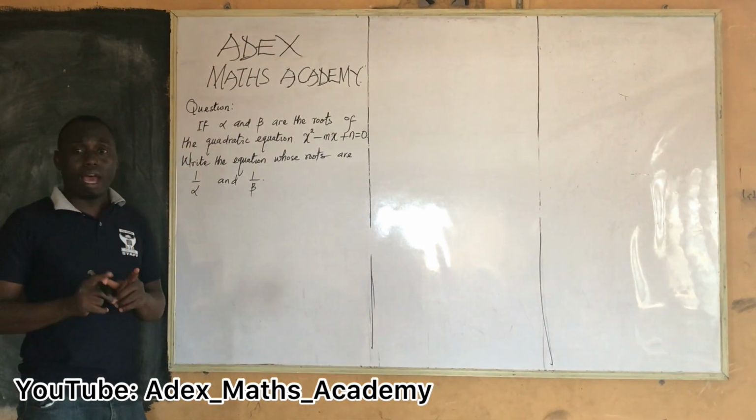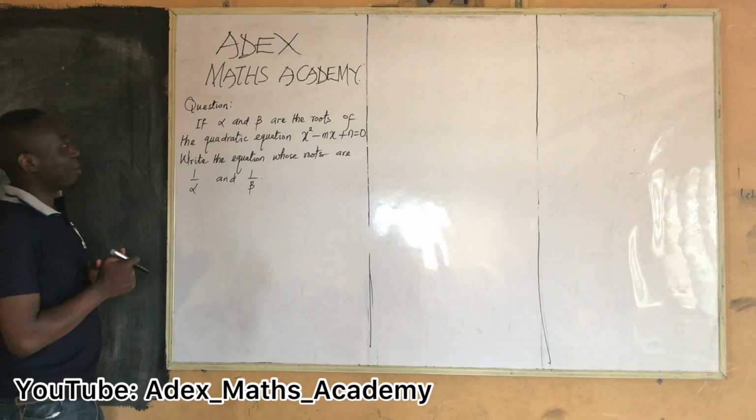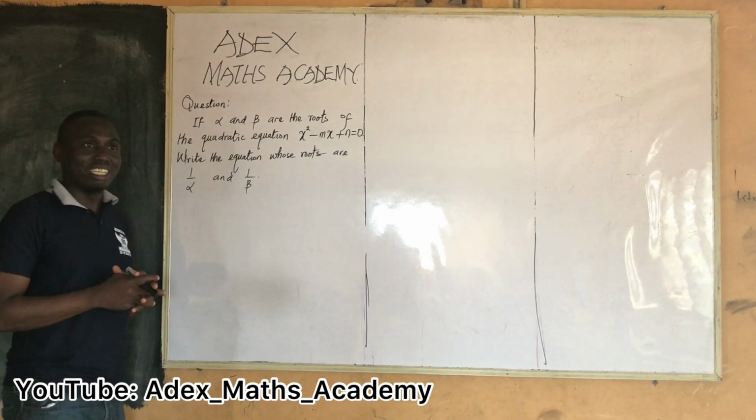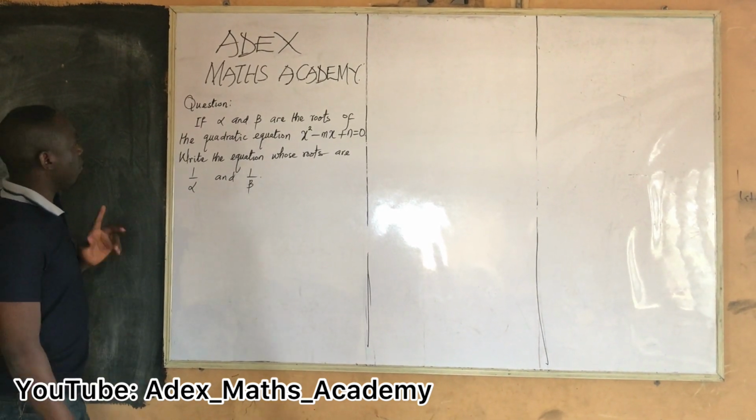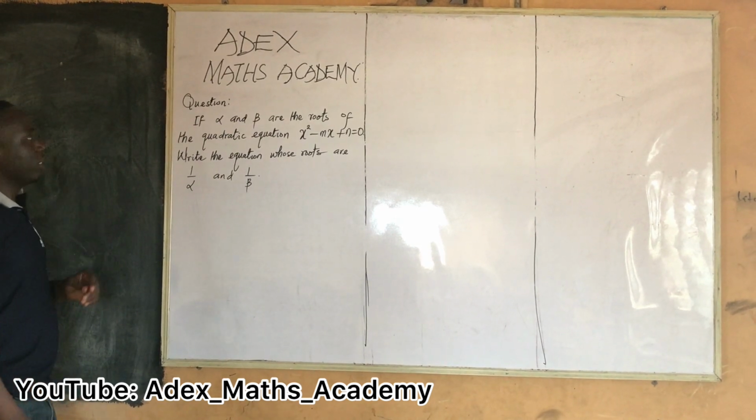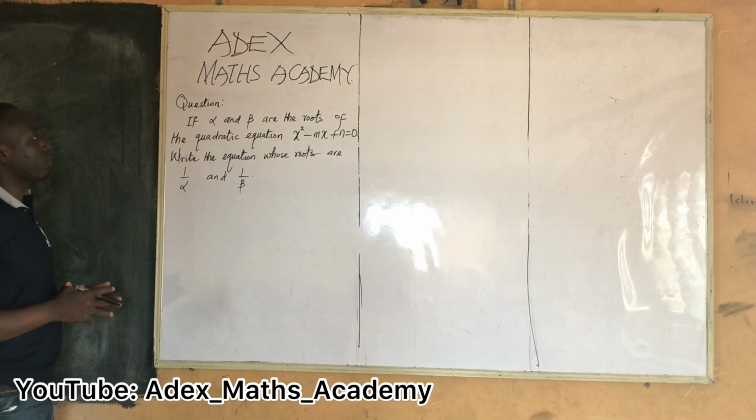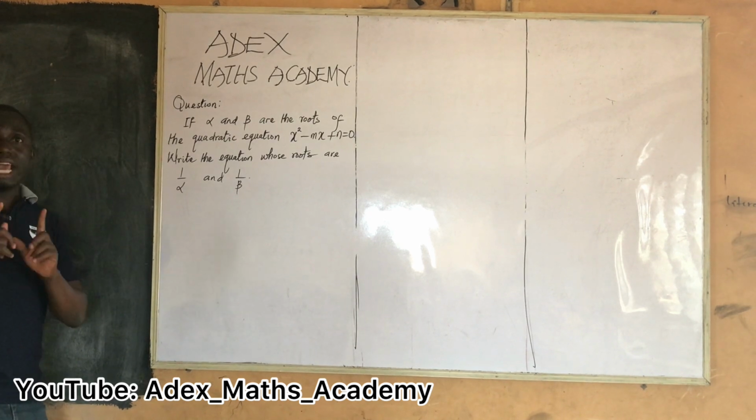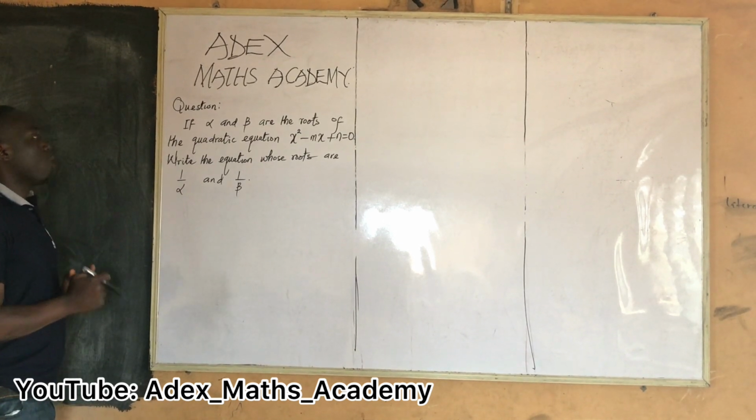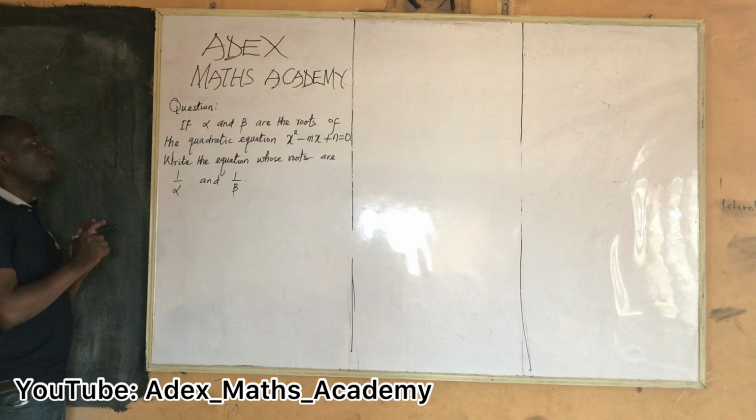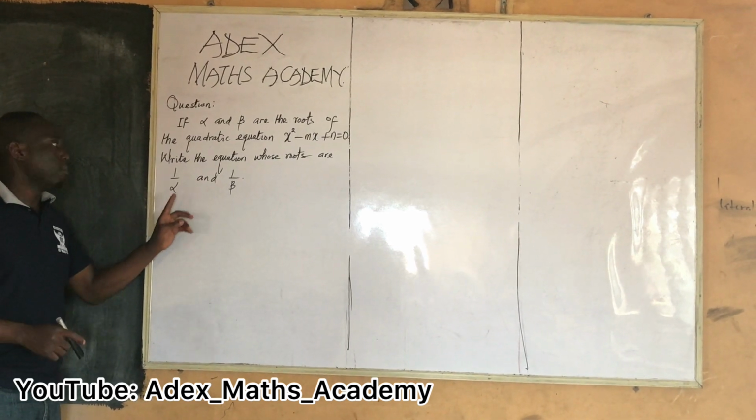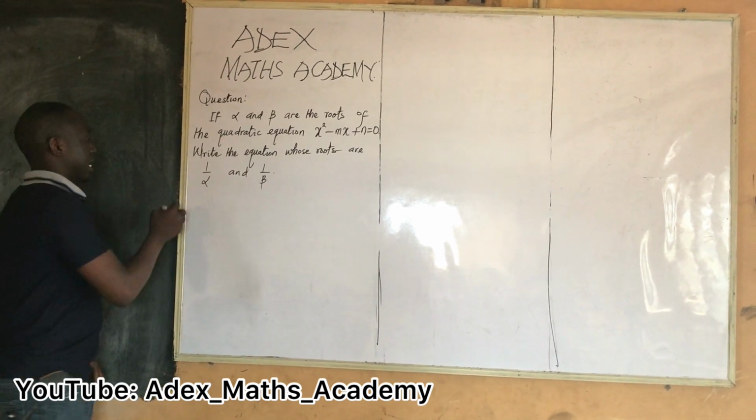But this time around, we want to consider a question in quadratic equation. And the question goes thus. If alpha and beta are the roots of the quadratic equation x squared minus mx plus n equals 0, we want to write down the equation whose roots are 1 over alpha and 1 over beta.